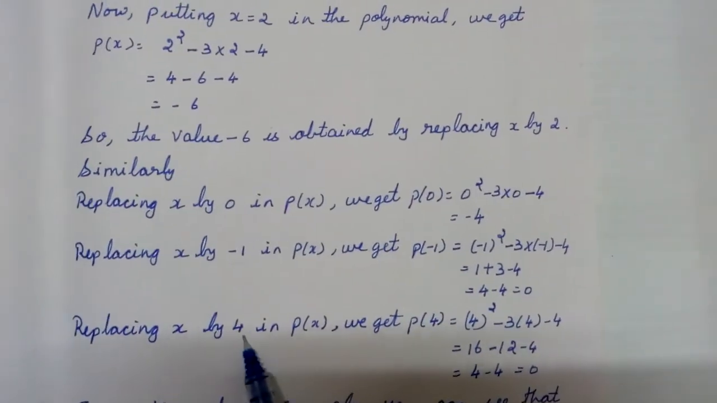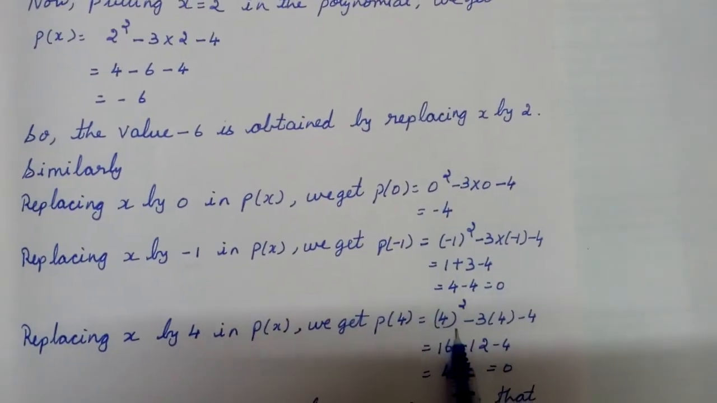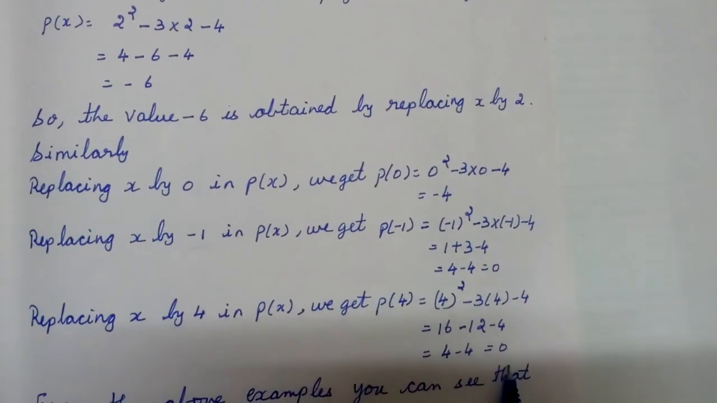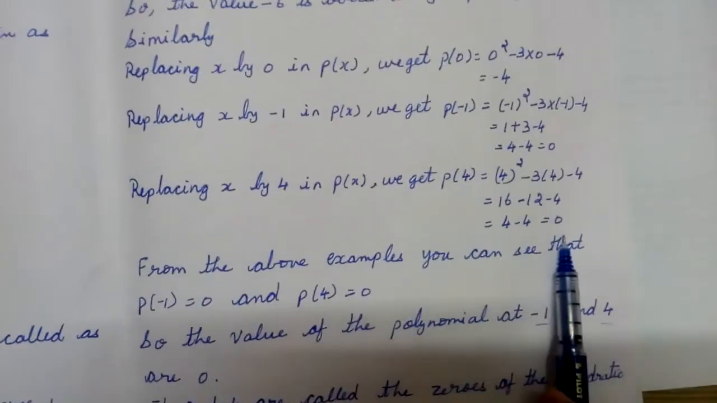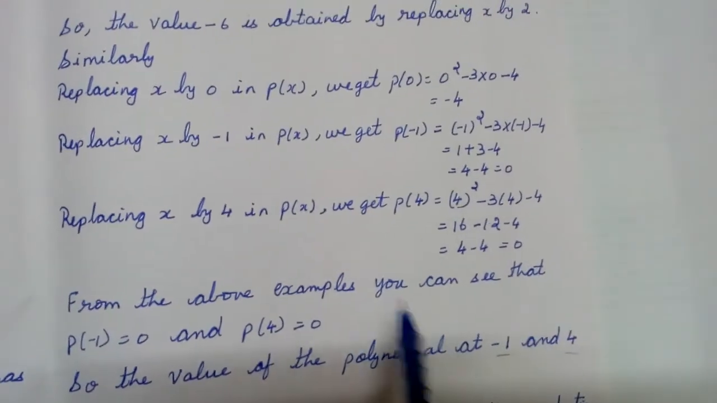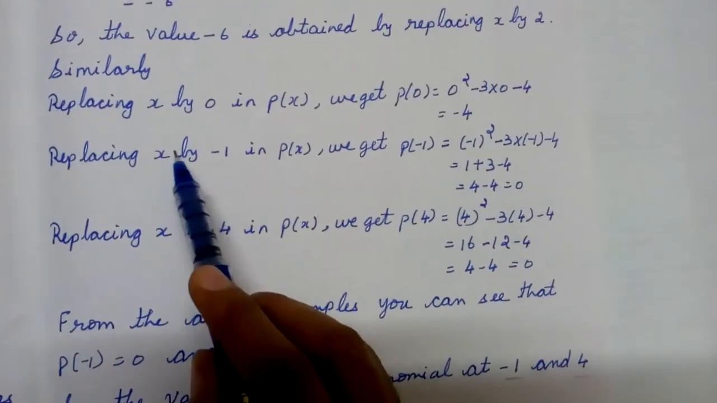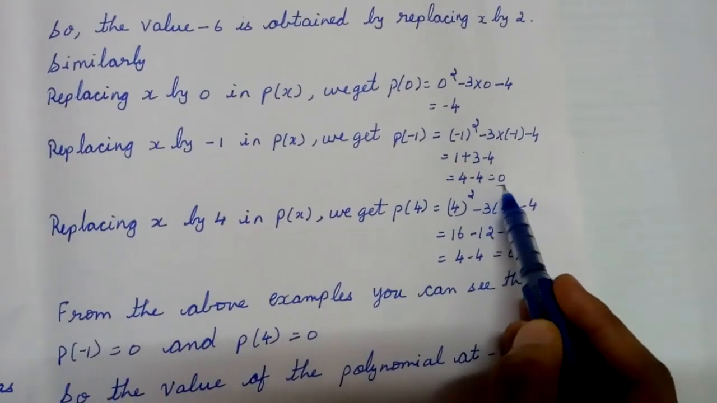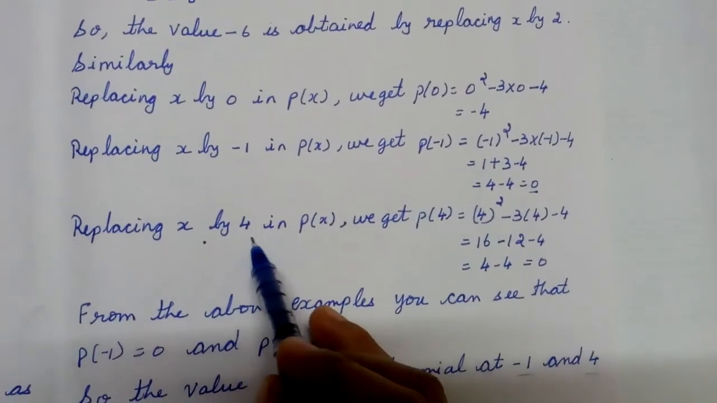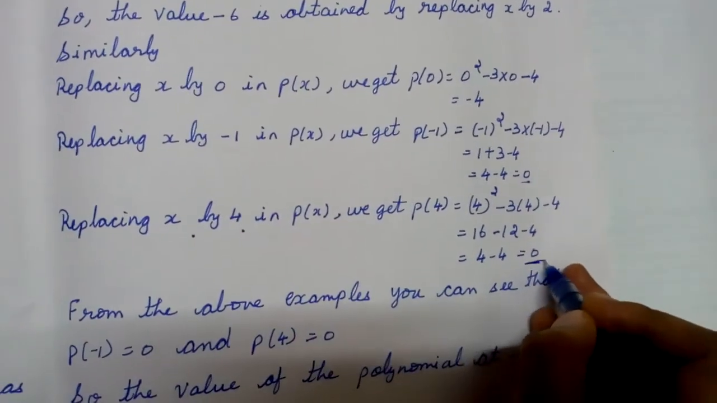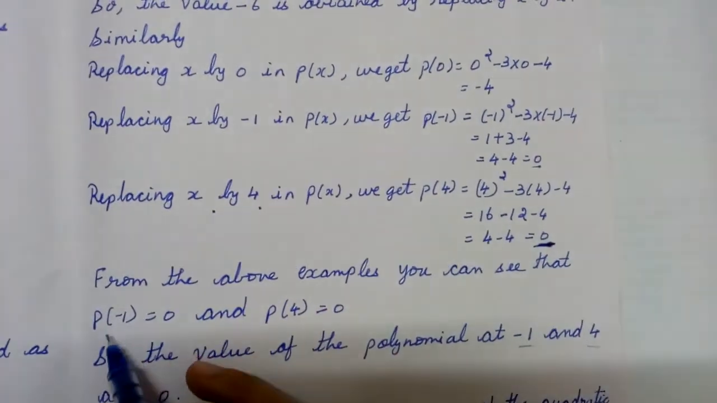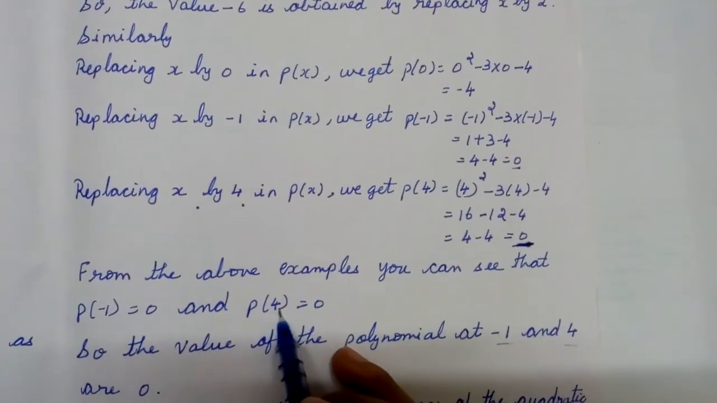Next, replacing x by 4 in this polynomial p of x, we get p of 4 is equal to 4 square minus 3 into 4 minus 4. On simplifying, you get 0. Now from the above examples, you can see that when you substitute x as minus 1, you get the value of the polynomial as 0. When you replace x by 4, you get the value of the polynomial as 0. So, what can you tell about minus 1 and 4?